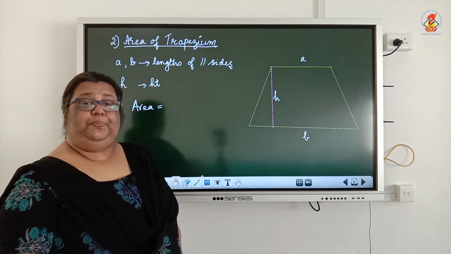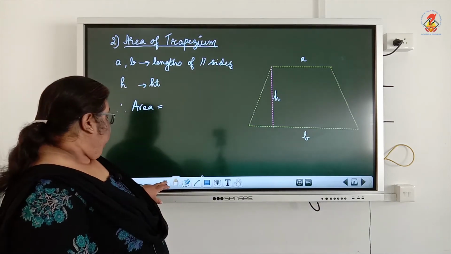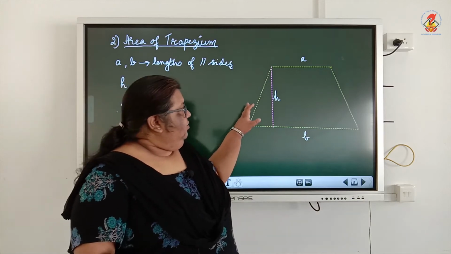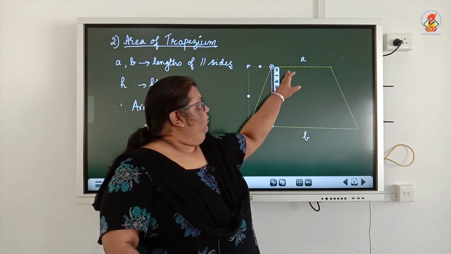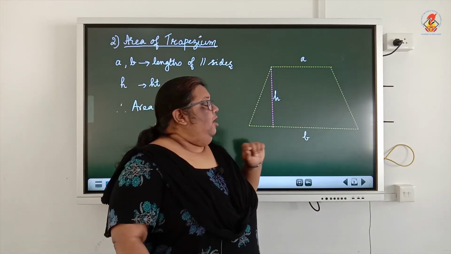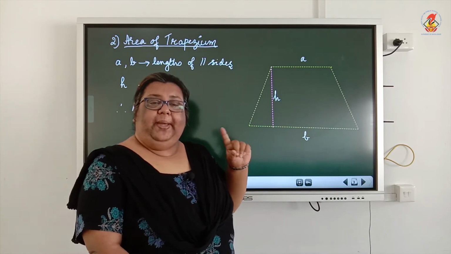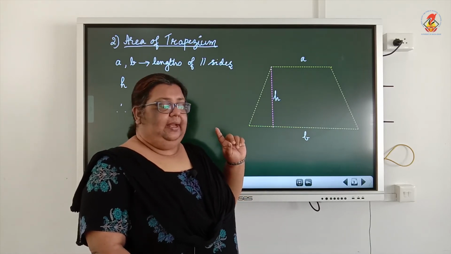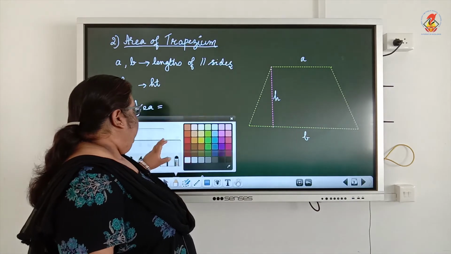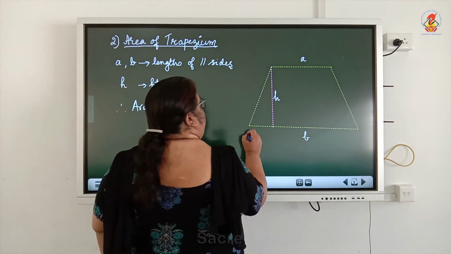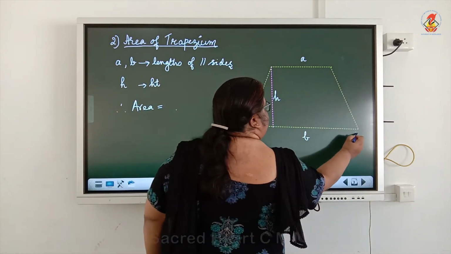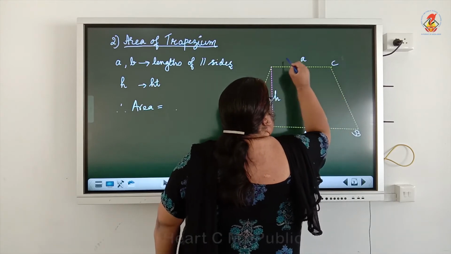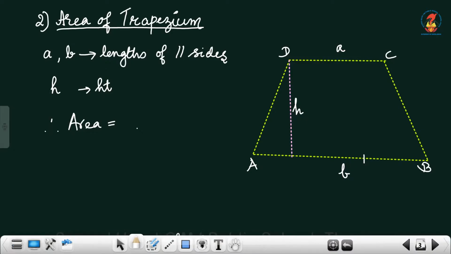Then comes trapezium. Now in trapezium you can see it is also a quadrilateral, closed four sides are there. Of that, one pair of sides will be parallel. Here which side is parallel? If I name the trapezium as ABCD, you can see that side AB is parallel to side CD.